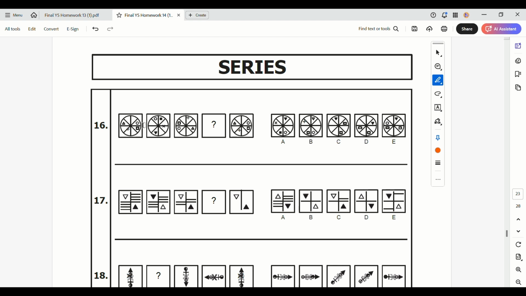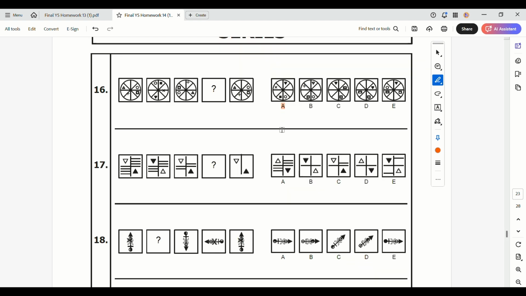Now, should it be black? If we look, white, black, white, black. Okay, so it's going to be option A. These two shapes have to be black.